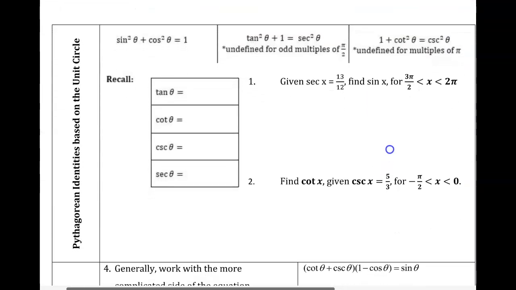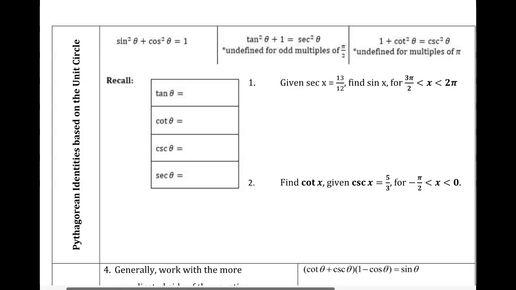Next, we look at our Pythagorean identities. Just a recap, tangent is sine over cos. I've heard that as South Carolina. Cotangent is the reciprocal of tangent, so cotangent is cos over sine.